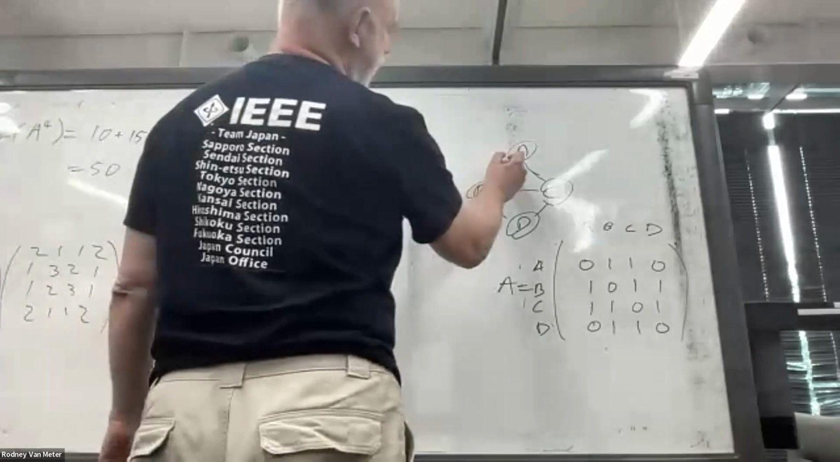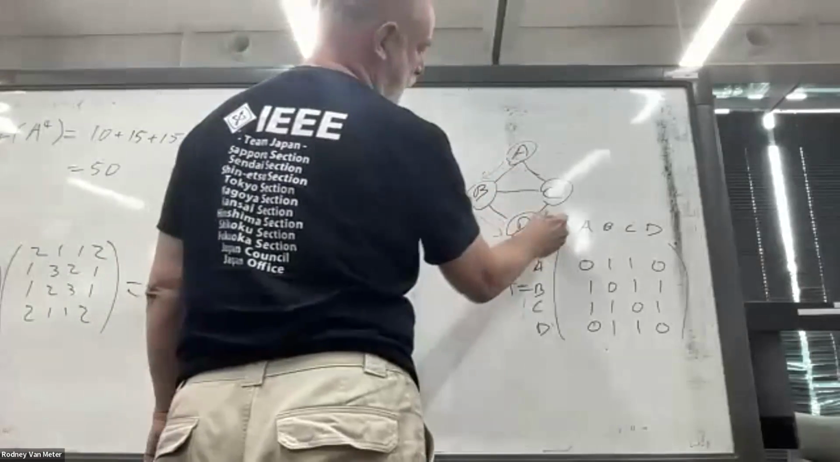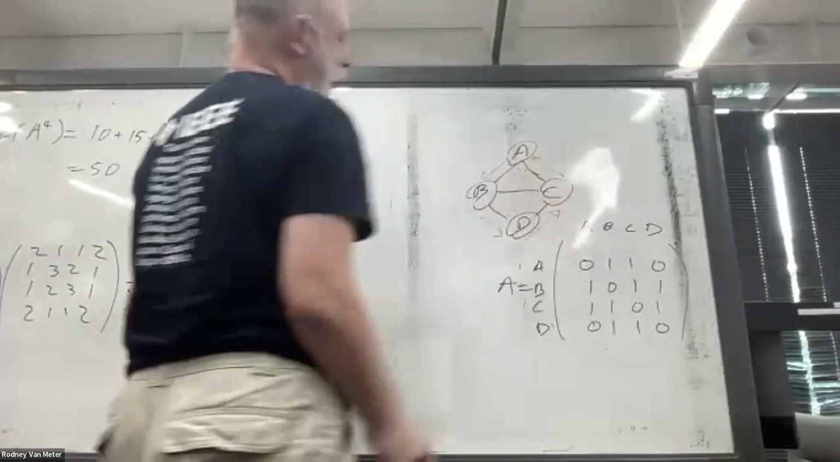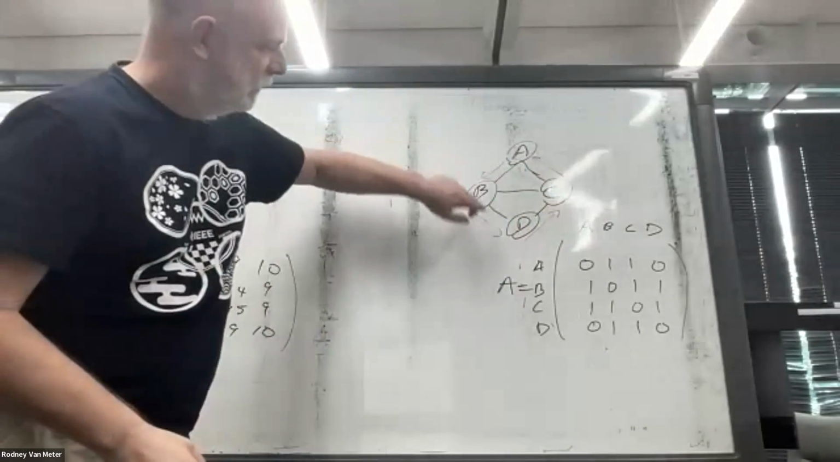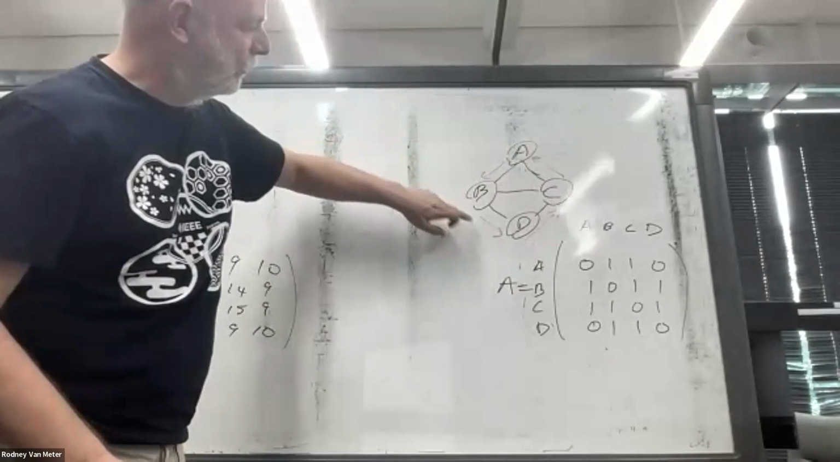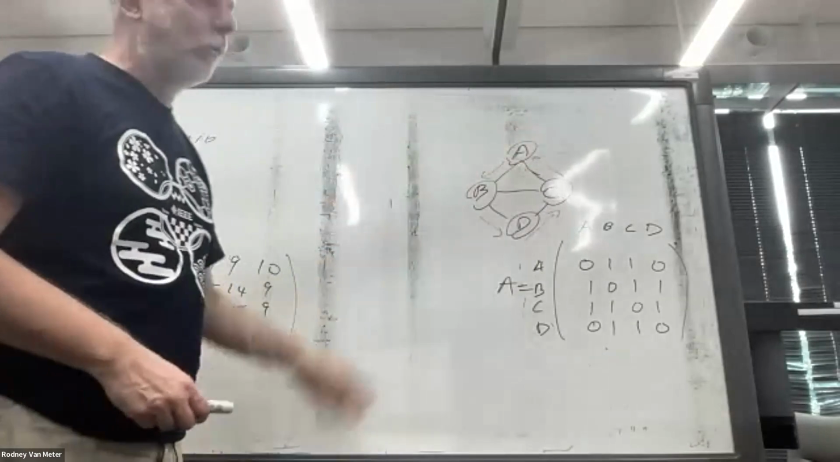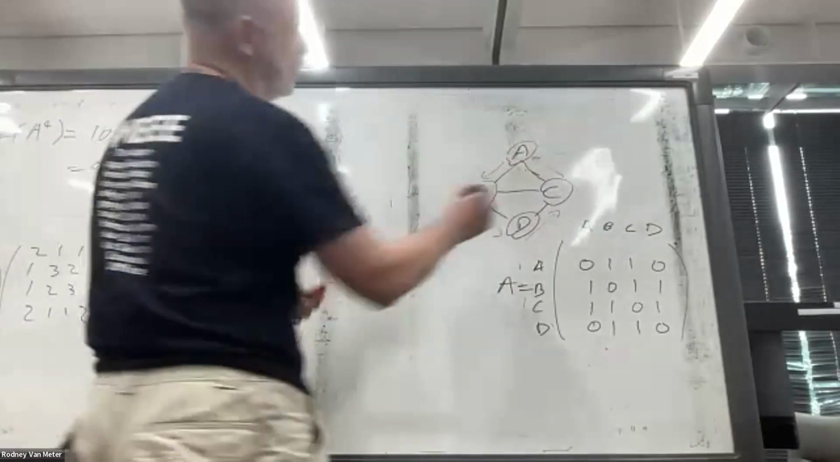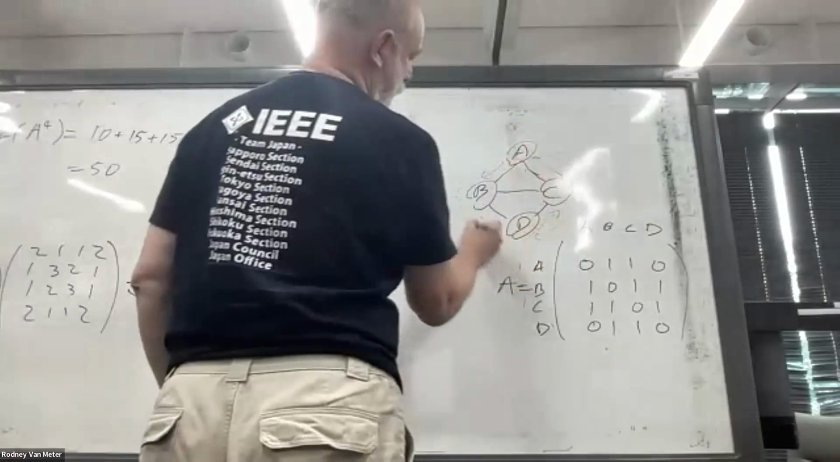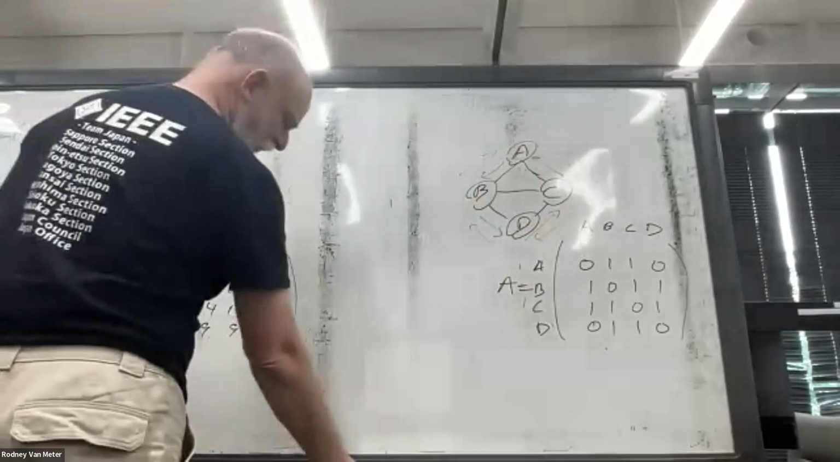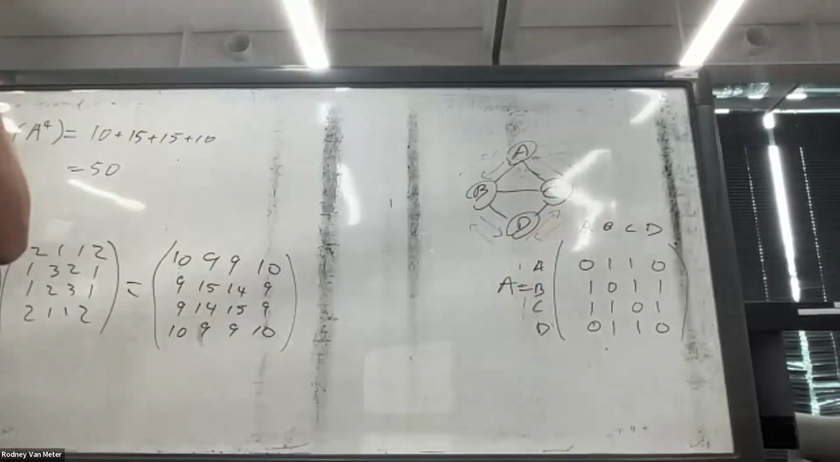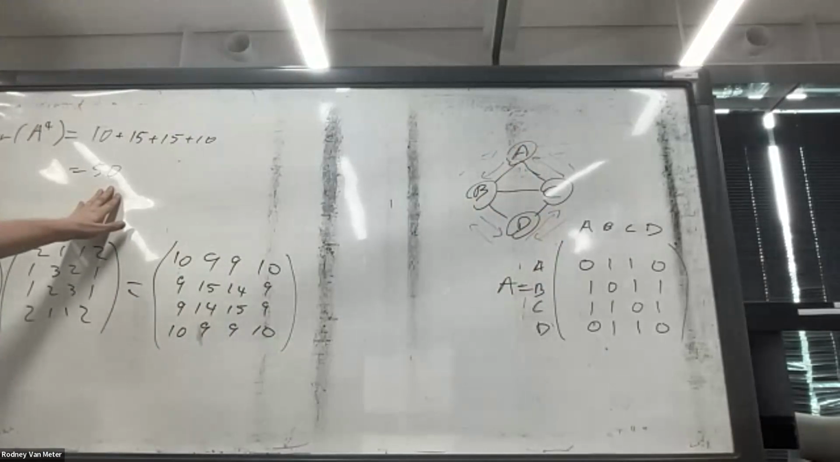So if you started at A and you went B, C, D, and back to A, let's see. That's one path, or you can start at B. So you can start at any one of these 4. So that's 4, or we can go in the opposite direction and you can start at any one of those. So we would need to divide by 8. Except we're still not quite there yet, are we? Because 50 doesn't divide by 8. So what do we have to do?